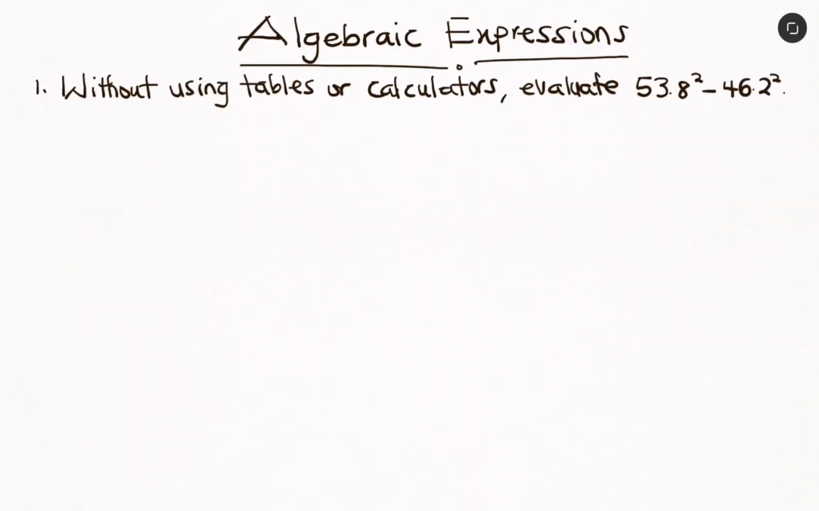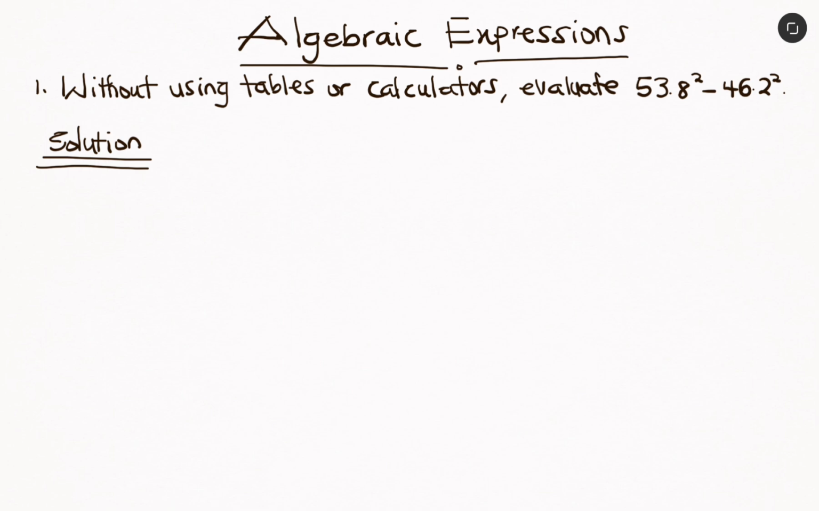Hello guys, in today's video we want to look at some algebraic expressions, theory questions and answers in WAEC. Alright, so we have here an example. They said without using tables or calculators, we are to evaluate 53.8 squared minus 46.2 squared. Now how do we solve this problem? This is very easy. So we write down our solution.